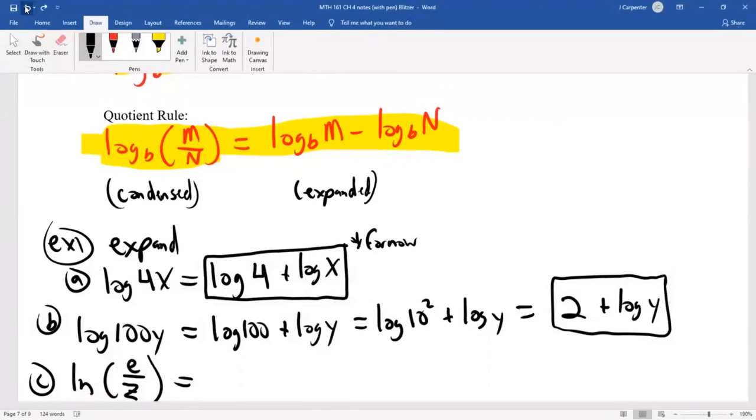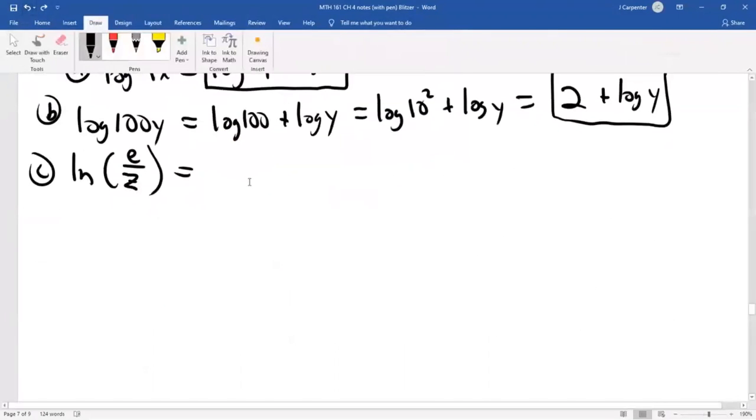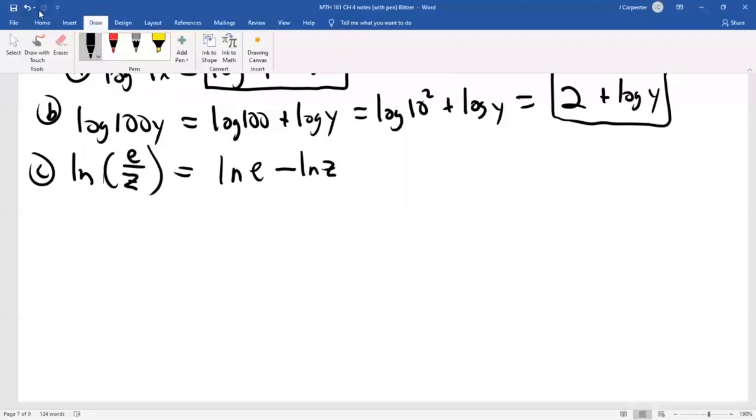So again, anything that comes from a top is a positive logarithm when separated, when expanded. Anything that comes from a bottom is a negative logarithm when expanded. All right, so natural log of e over z. The e is in the top, so that's a natural log of e. That's positive. The z is in the bottom, so that should be a negative logarithm. So the natural log of z with a minus in front of it. So that's the expanded version.